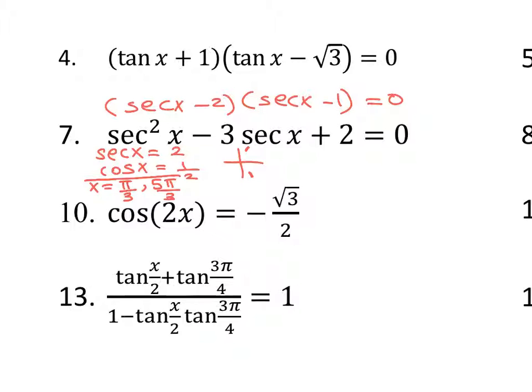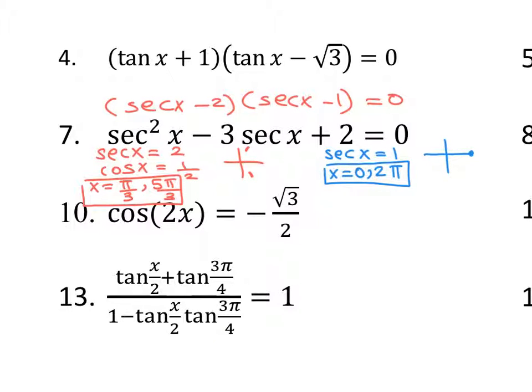Now the other factor is secant x minus 1, so secant x equals 1. Now remember, secant again is 1 over cosine, so what would make it equal to 1? That's 0 or 2 pi. So then this means I have 4 different solutions from 0 to 2 pi.